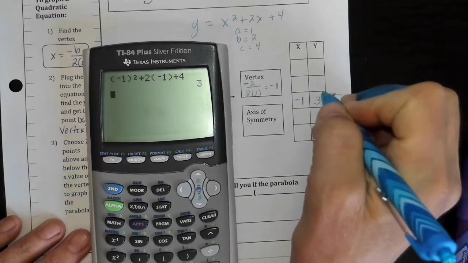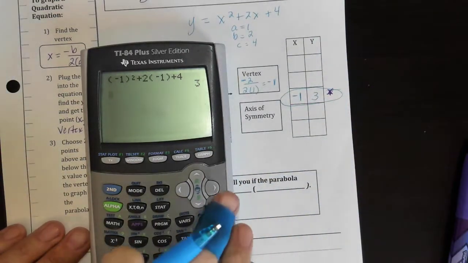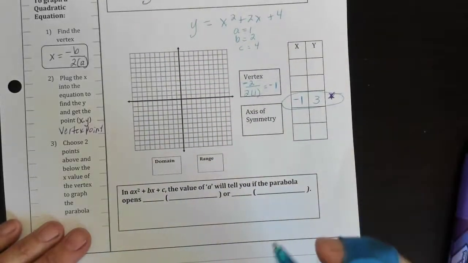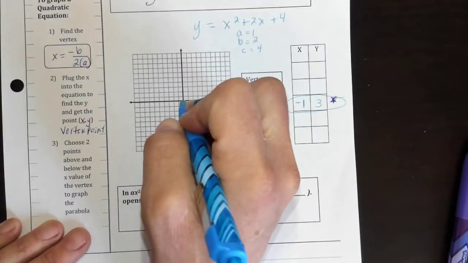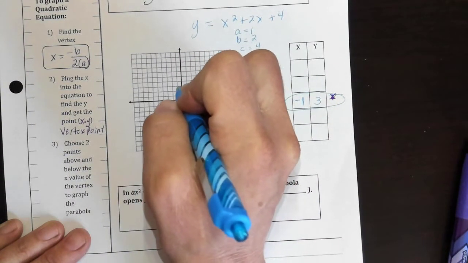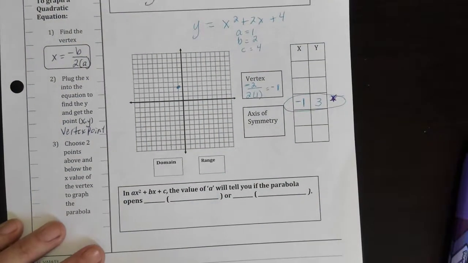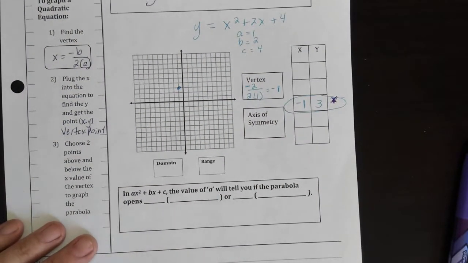This point right here, negative 1, 3, is your vertex. So I'm going to plot it. I'm going to go 1 to the left and 3 up. This is my vertex.